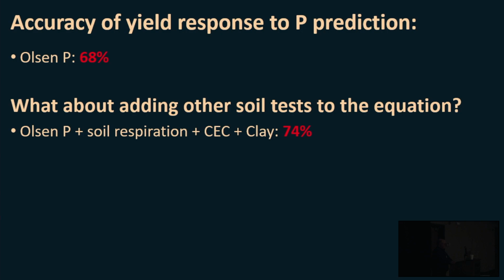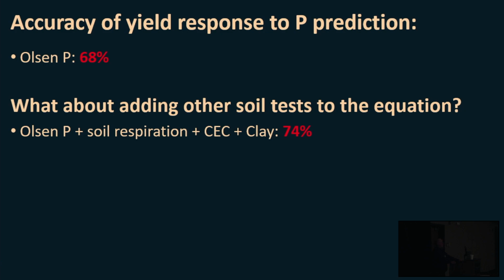So the accuracy of Olson phosphorus is 68%, and when he added in other work, he's doing other work with these stamps and all this stuff. We just don't measure soil P, he's measuring the whole toolbox there. He measured CEC and clay, and when those were added to the model, along with respiration, that increased 6%, up to 74%. So there is some hope that other soil indicators could be used.